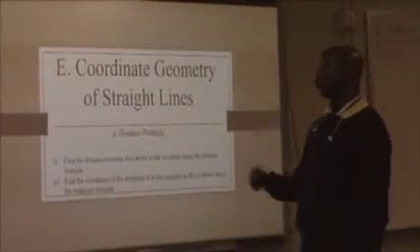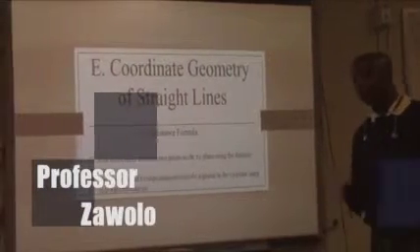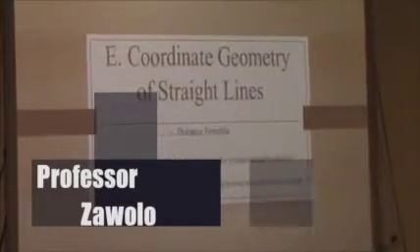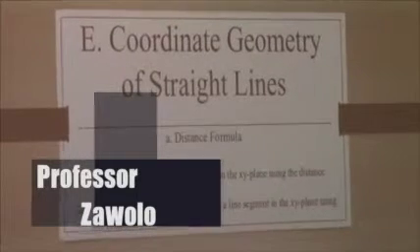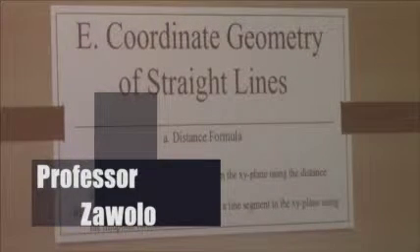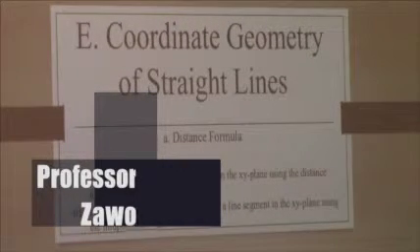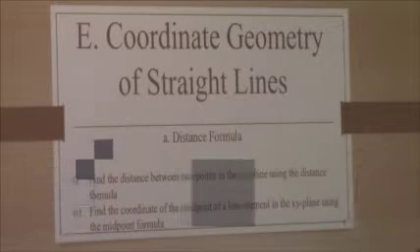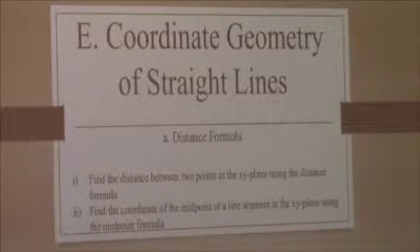Today we are moving over to section E, coordinate geometry or straight lines. Here we're going to be discussing how to find the distance between 2 points in the plane, or the length of a segment, and how to find the coordinates of the center, the midpoint of a segment.